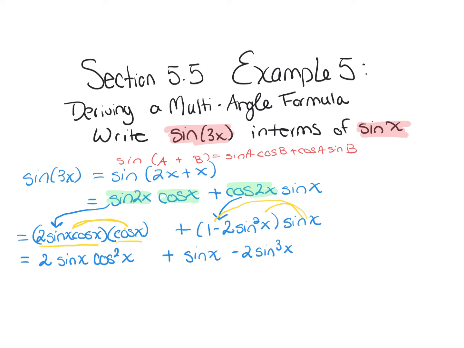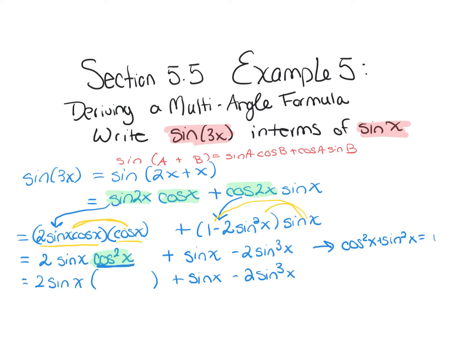Almost everything's good now, except for this right here. It's a cosine, and the directions clearly say only sines. So let's see if we can't replace that. So 2 sine x, need to replace this thing, plus sine x minus 2 sine cubed x. And for this step, I want you to remember Pythagoras: cosine squared x plus sine squared x equals 1. I can replace my cosine squared right here with a 1 minus sine squared. Okay, I am so close.